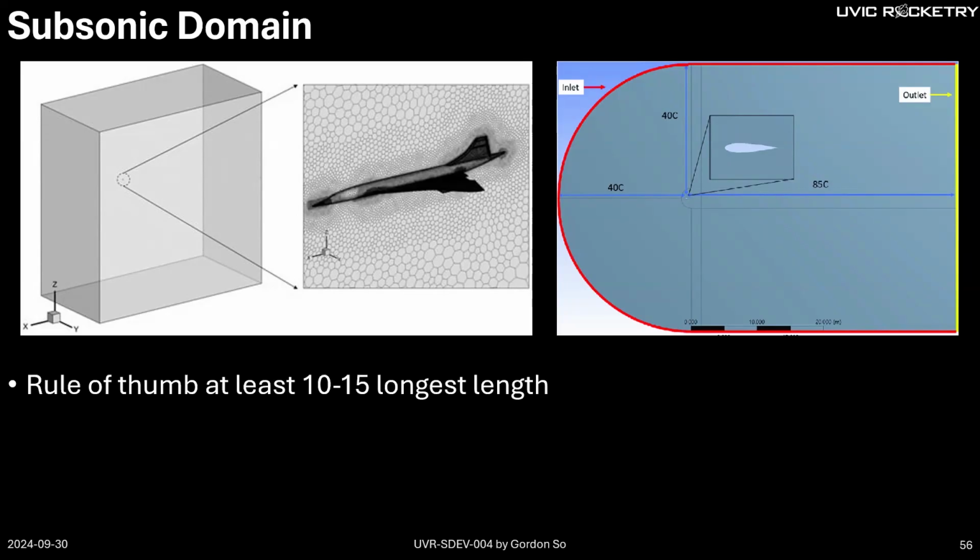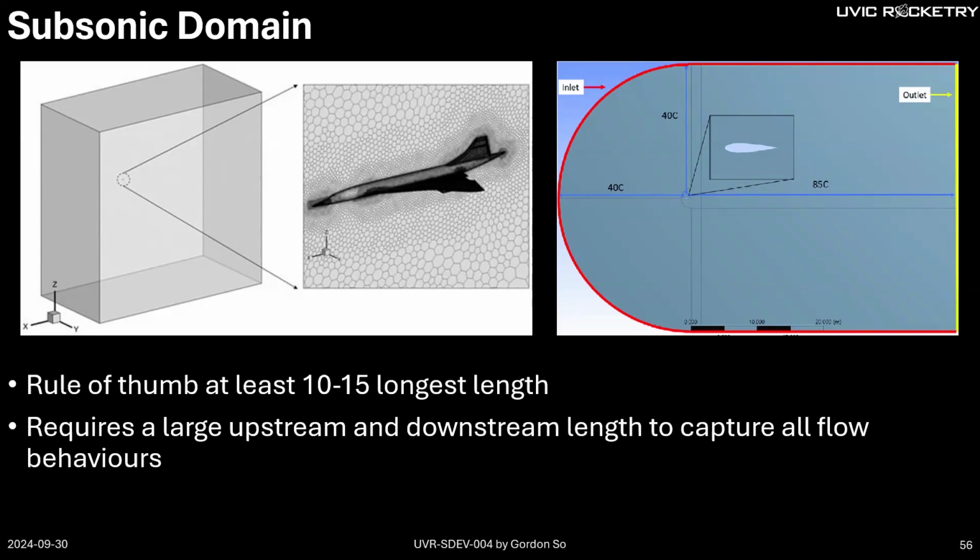Rule of thumb is 10 to 15 times your longest length. That's just a rule of thumb, of course. Again, it requires a really large downstream. Basically, you need a really, really large domain to capture every single thing because it would just affect everything.